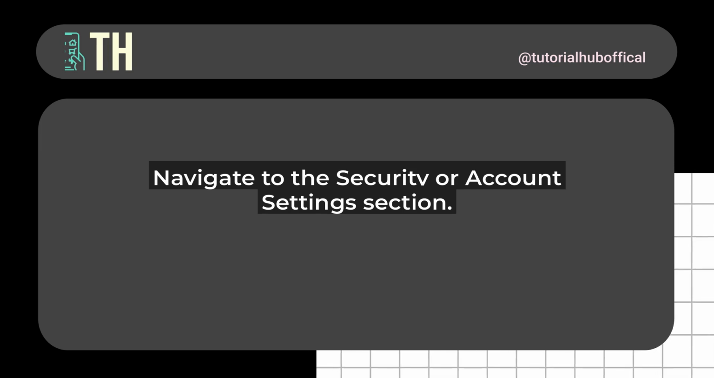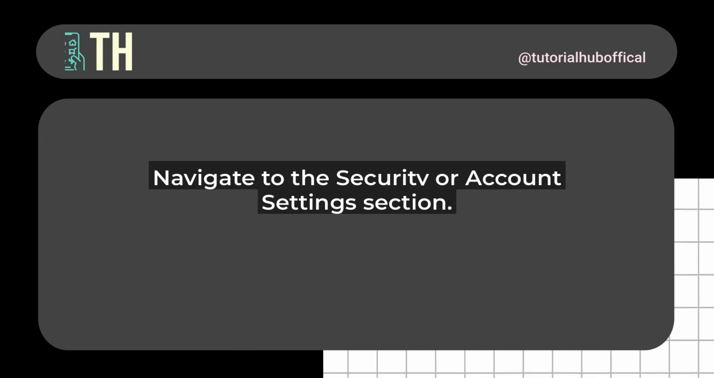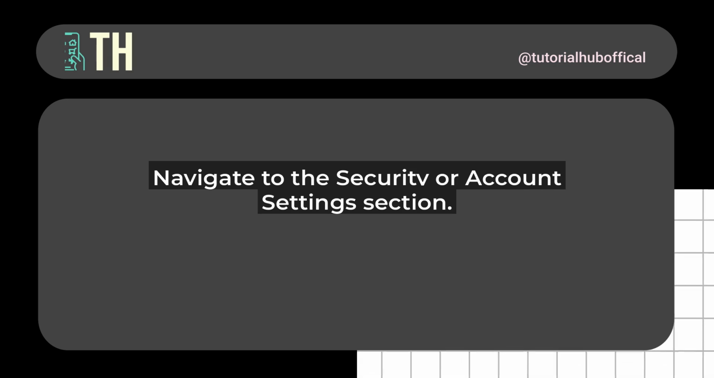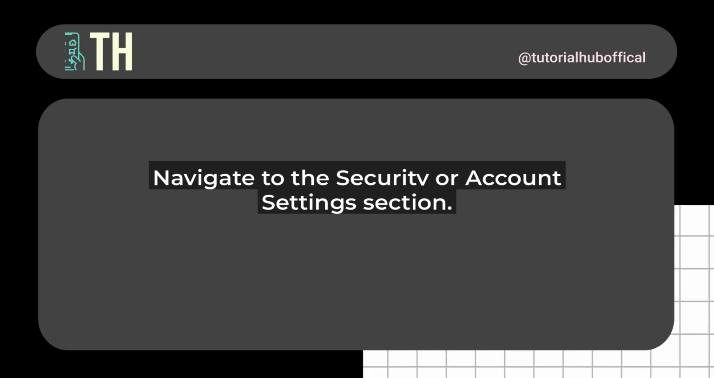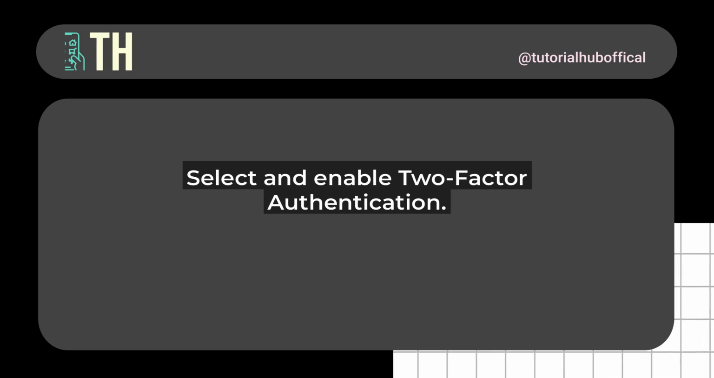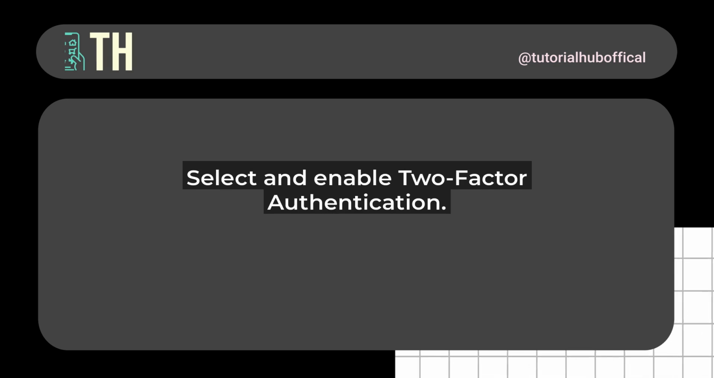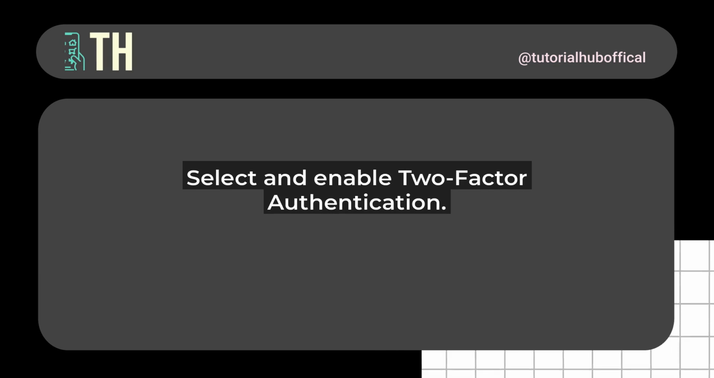Step 2. Look for the two-factor authentication, 2FA, option. Click on it, and you might see a prompt to enable Google Authenticator specifically. If you're asked, select that as your 2FA method.